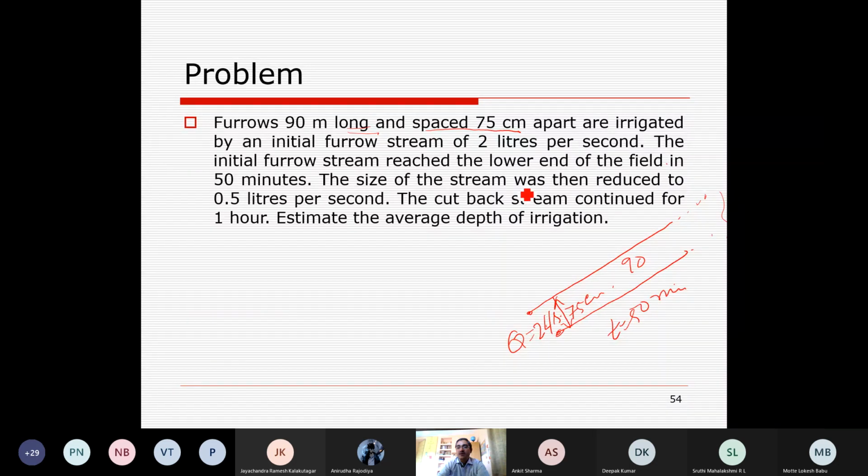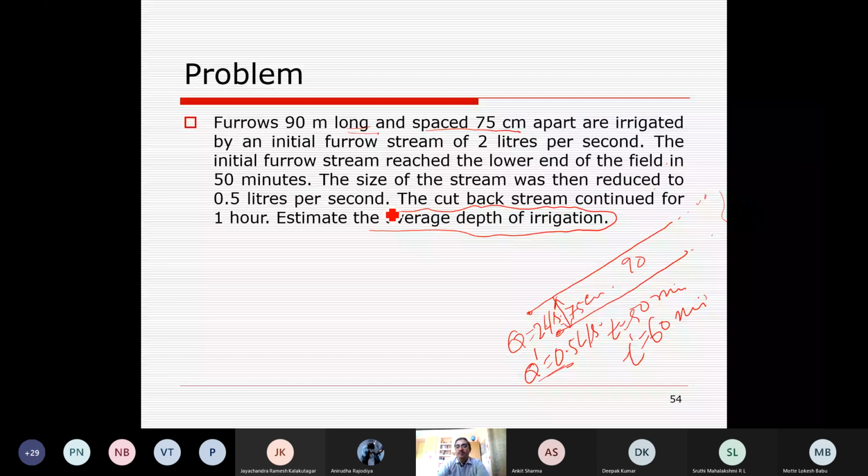The size of the stream was then reduced, now it is Q dash, that is 0.5 liters per second. This is called the cutback stream, and it continued for 1 hour. So T dash is equal to 60 minutes. So what is the average depth of irrigation, assuming there is no loss, our efficiency is 100%?